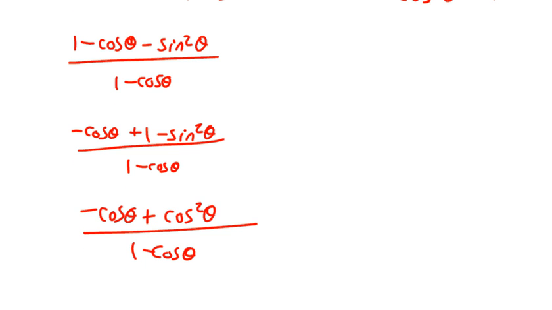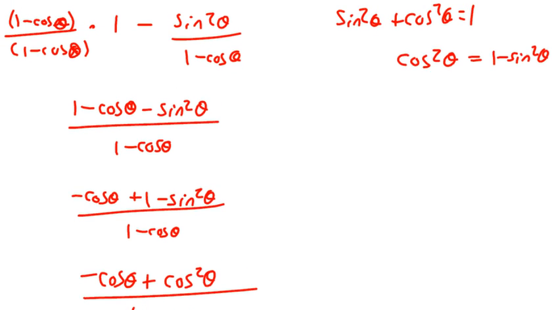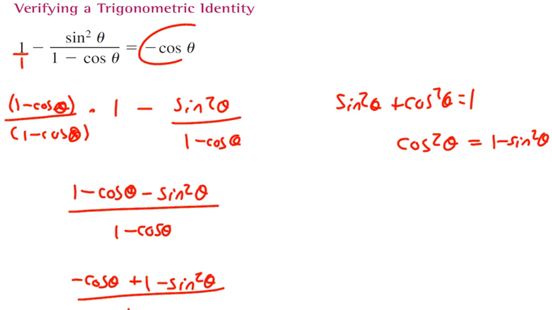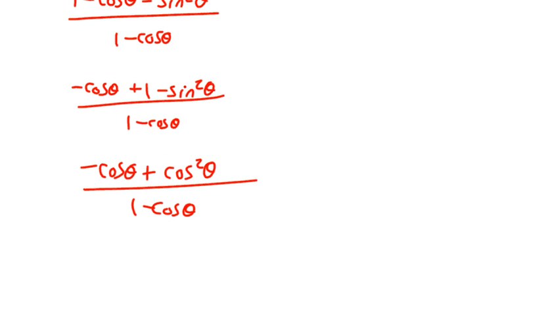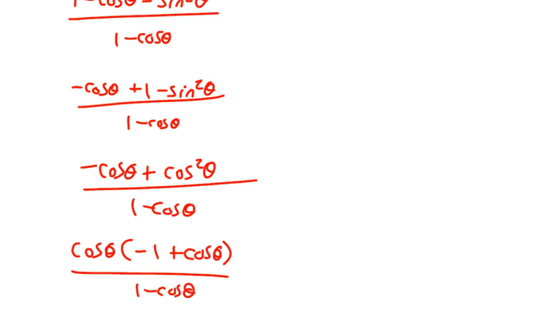Now let me go back up here, since we've been going for a little bit. We're trying to make this equal to negative cosine. Okay, so we're not done yet, that's just where we're trying to get to. Now, if we look at the numerator, negative cosine theta plus cosine squared theta, they both have a common factor of cosine theta. So I'm going to factor out a cosine theta. So that's going to be negative 1 plus cosine theta all over 1 minus cosine theta.